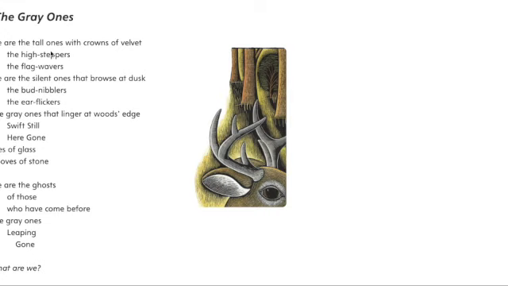The gray ones. We are the tall ones with crowns of velvet, the high steppers, the flag wavers. We are the silent ones that browse at dusk, the bud nibblers, the ear flickers. The gray ones that linger at wood's edge, swift still, here gone. Eyes of glass, hooves of stone. We are the ghosts of those who have come before. The gray ones, leaping, gone. What are we?